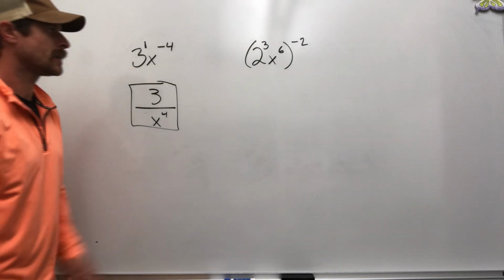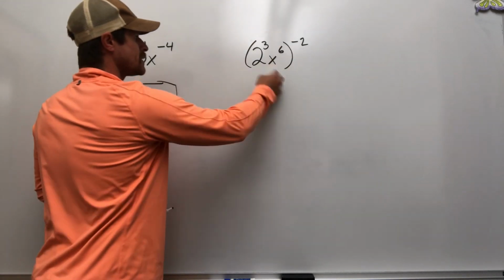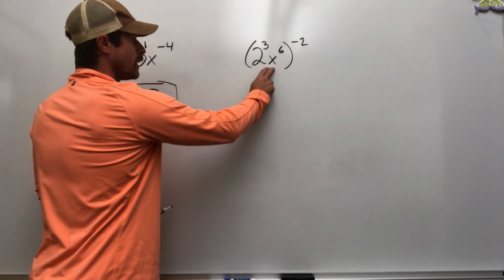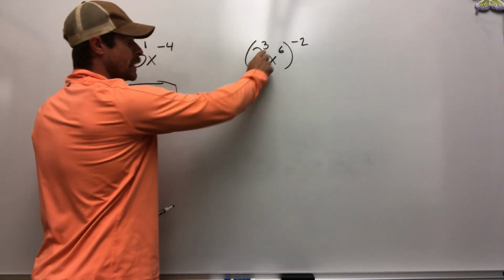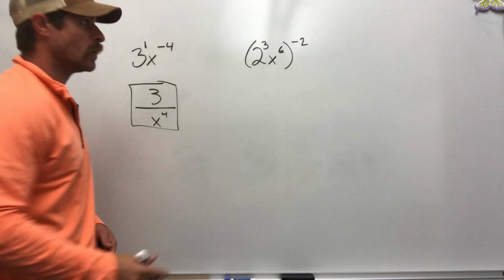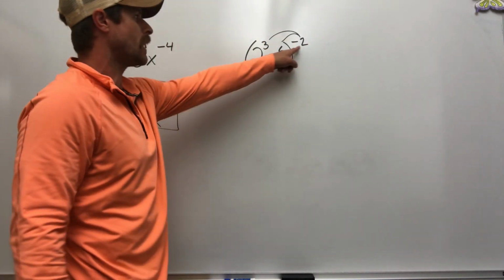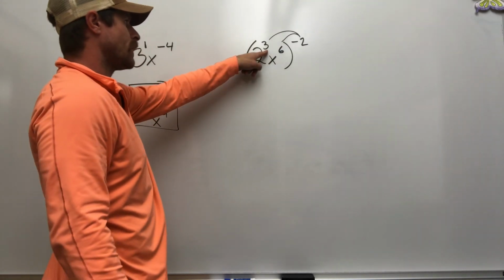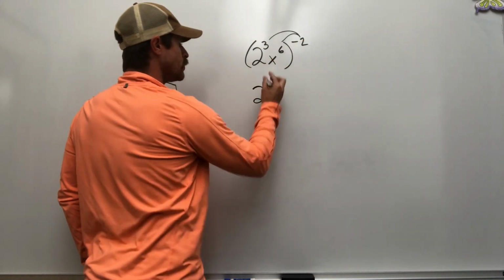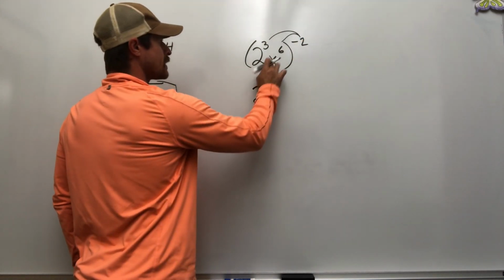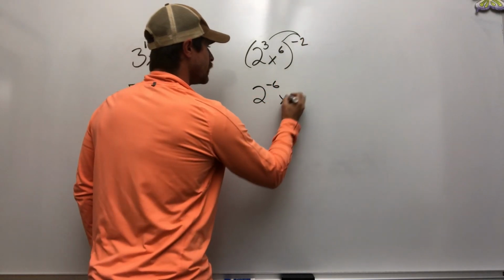Hopefully that makes sense. Now we need to go over to a problem like this, which is slightly different. If you look, we've got parentheses around the entire term. That means that that negative 2 is going to go to both parts, the 6 and the 3, and we need to use the power over a power rule. So if you remember from earlier lessons, that negative 2 needs to be multiplied by the 6 and multiplied by the 3. So after we do that, 3 times negative 2 gives me negative 6. And x to the 6th power, 6 times negative 2, is going to give me a negative 12.